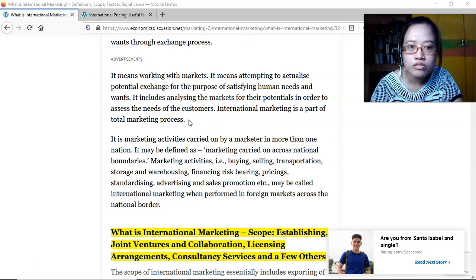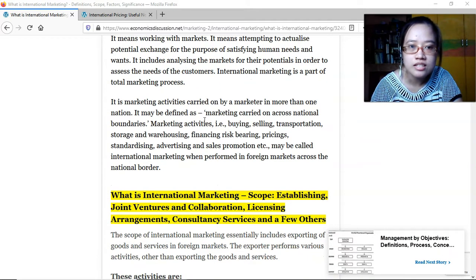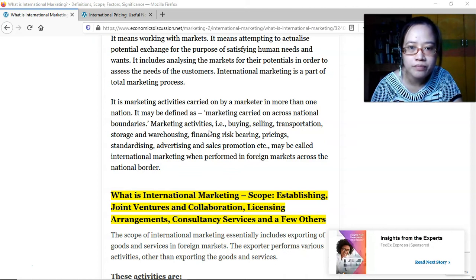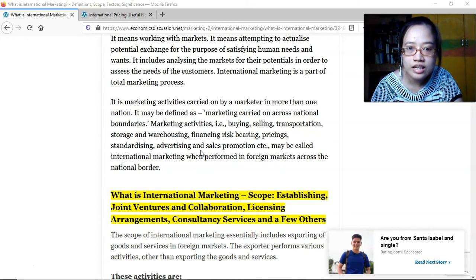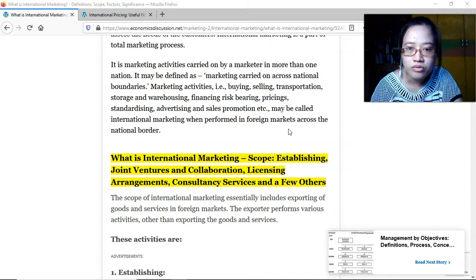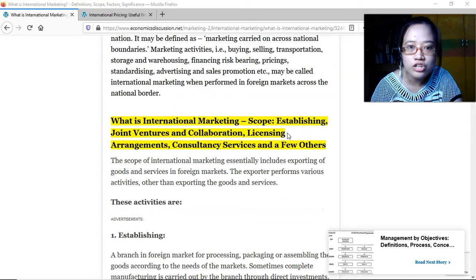International marketing is part of the total marketing process. Okay. Marketing activities carried on by a marketer in more than one nation may be defined as buying, selling, transportation, storage, warehousing, financing, risk-bearing, pricing, standardizing, advertising, and sales promotion. So those are the marketing activities which can be performed in foreign markets across the national border.